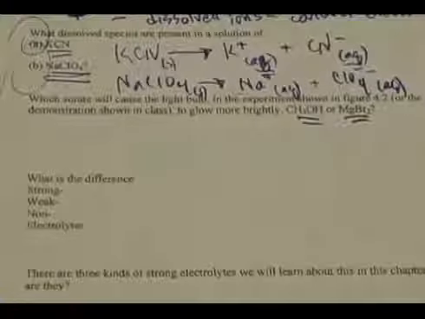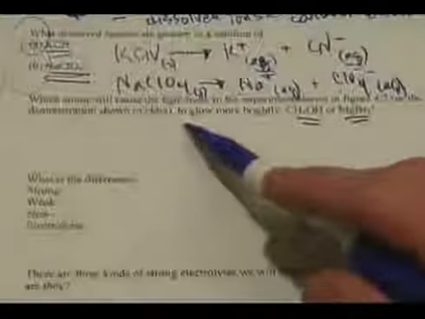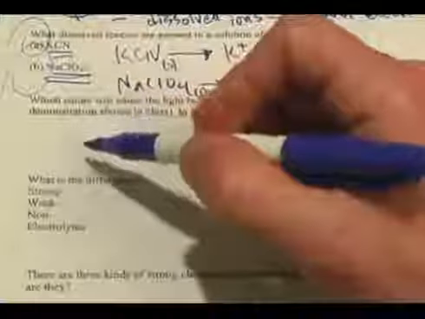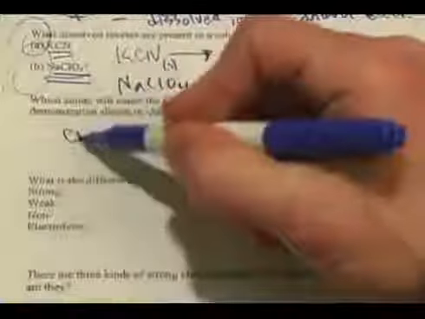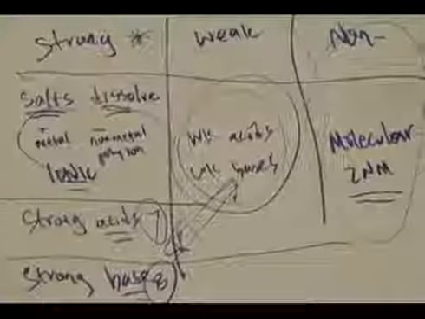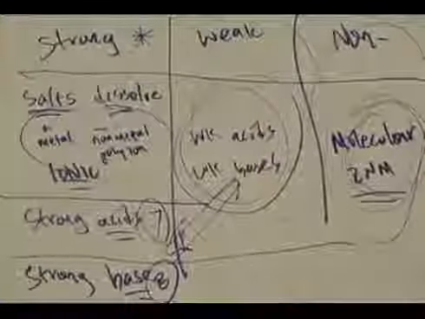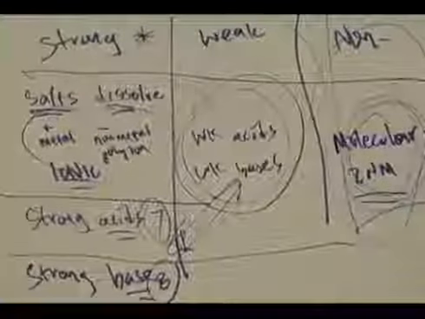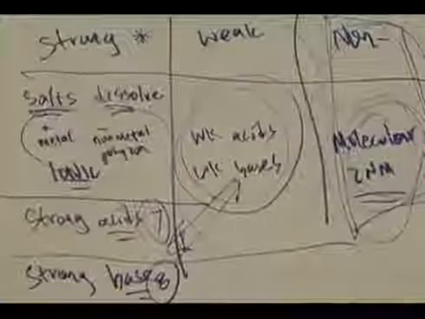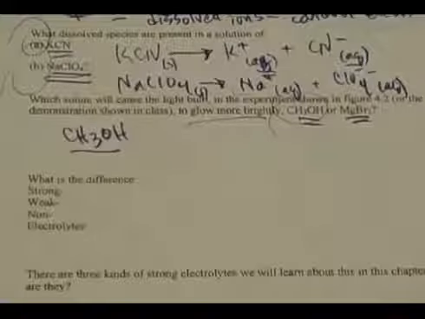So this question is a little bit premature because it says, which solute will cause a light bulb in the experiment demonstration to glow more brightly? And they give us 2 choices. CH3OH is actually known as methanol, and if you notice, CH3OH contains only nonmetals. If you look at the chart we made right here, molecular things contain 2 or more nonmetals. It turns out that methanol is a non-conductor of electricity because it doesn't dissociate or break into its ions in a solution.